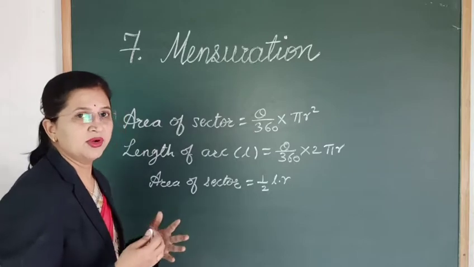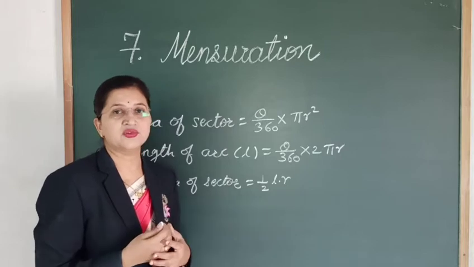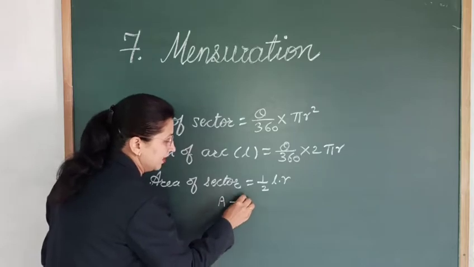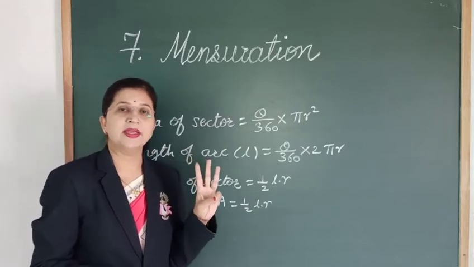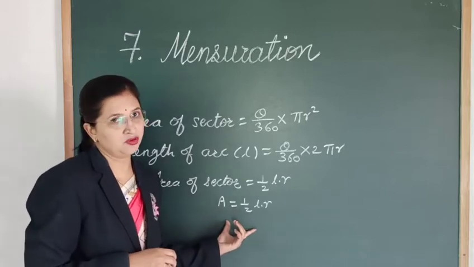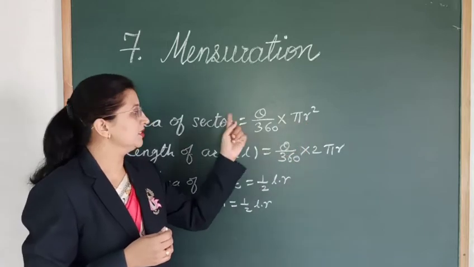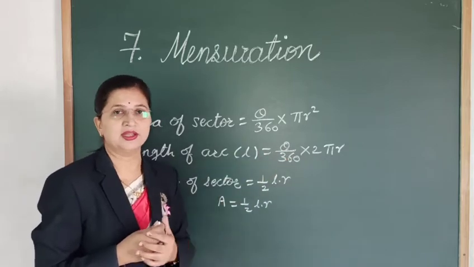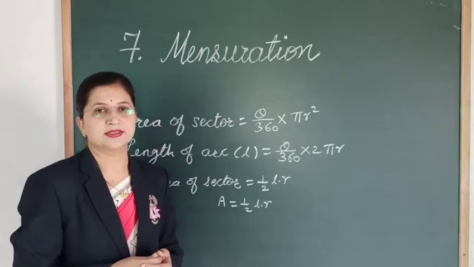So dear students, in some questions we will be given the length of arc and radius and asked to find the area of sector, or sometimes from the area of sector, the length of arc and radius. Any two of these three things will be given and we will be asked to find the third. That time we have to use this formula. And when we are given the value of theta and radius, we will use this formula to find the area of sector, or with theta and radius we can use this formula to find the length of arc. So let's use these formulas to solve the examples.